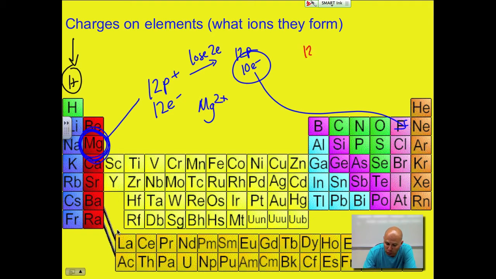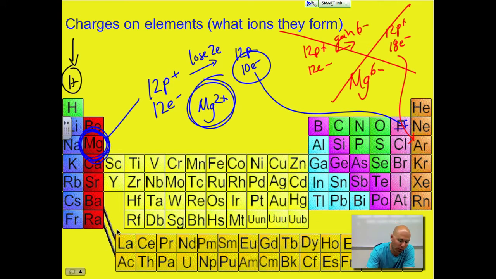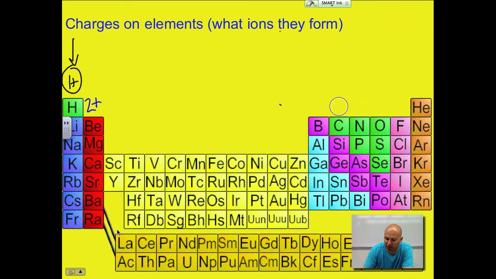It also, with 12 protons and 12 electrons, could gain 6 electrons to be like a noble gas, right? It would have 12 protons, 18 electrons, and it would be like argon. We'd have magnesium with a 6 minus charge. If you gain 6, it forms a 6 minus. Again, it's not going to want to do that. It's going to want to lose 2 and form that cation. So there's that family. All of the elements in each family are going to want to do the same thing as the ones that I've just given you.